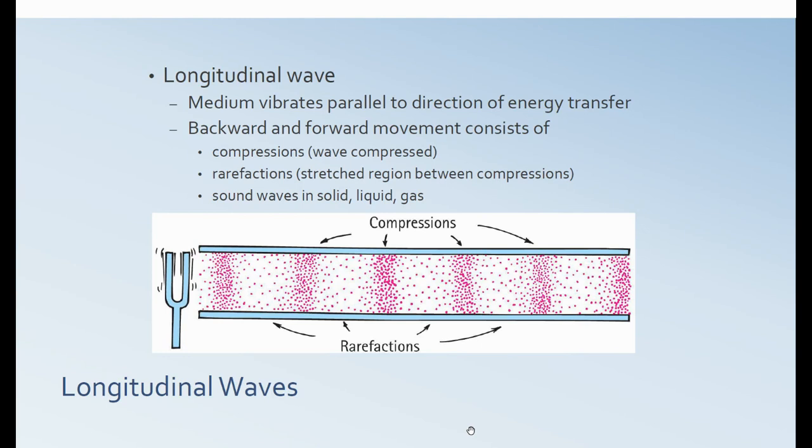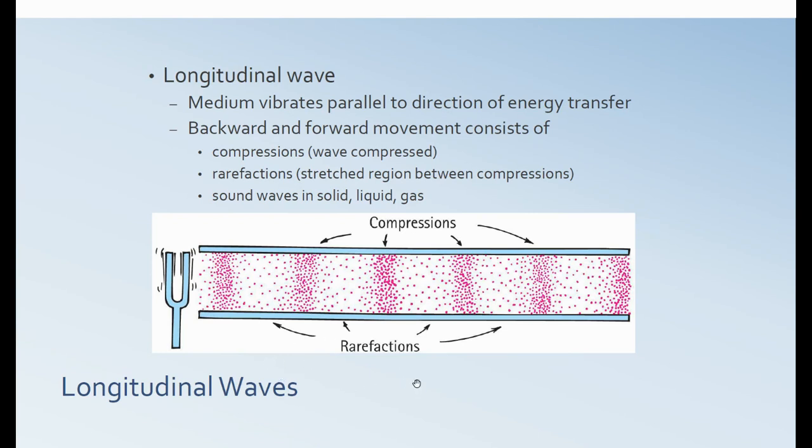So let's look at this picture here. If we set up this tuning fork vibrating, as it vibrates, the tines of the tuning fork move back and forth. Let's say as the tine of the tuning fork moves to the right, it compresses the air and makes these compressions. And then as the tine moves back towards the left, it makes a stretched region, what we call a rarefaction. So as the tuning fork vibrates, we have compressions, rarefactions, compressions, rarefactions.